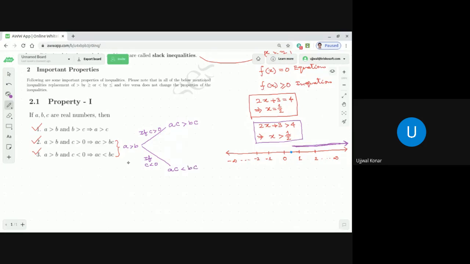That means what? What I said a minute back. If you multiply, very important statement, dear students, very basic and very important. If you multiply both sides of an inequality by a positive quantity, the inequality remains the same. But if you multiply both sides of the inequality with a negative quantity, then the inequality will change. Means if it was greater than, it will be less than. If it is less than, it will be greater than.